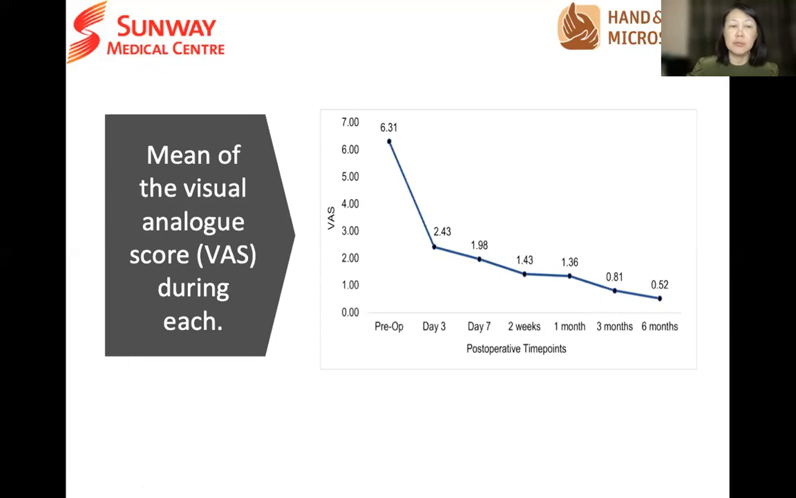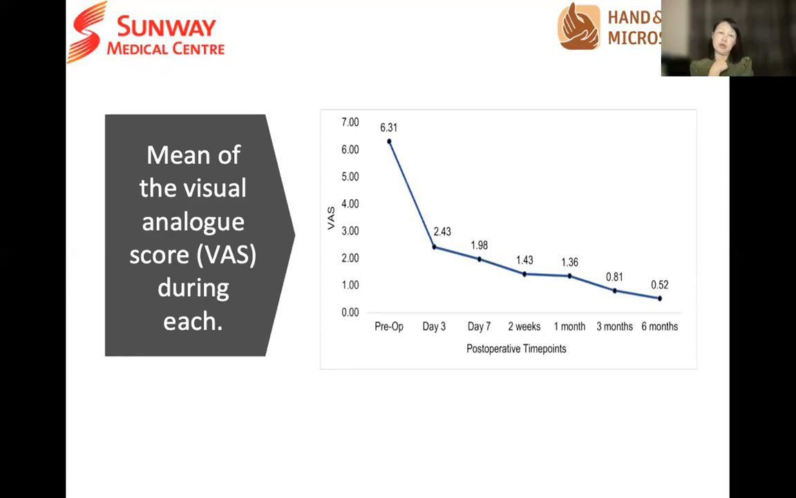Sorry, for somebody who doesn't know what VAS stands for, can you explain this? Sure. So VAS stands for visual analog score. You tell the patient this is a pain score, 0 being no pain at all, and 10 being the pain that you're going to die in. So that's how the patient will report. This is a self-reported score. So the patient will tell you their score.